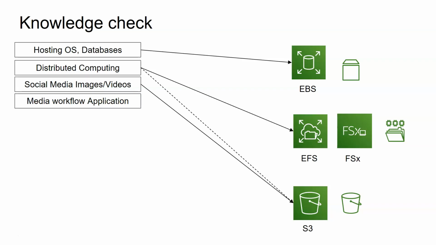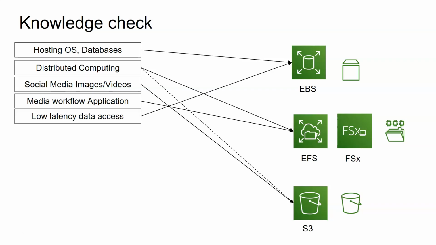Media workflow application is more like, you got an image, now you do processing of that image and you have multiple jobs running. Maybe a first job just changes the size of the image, a second job changes the color of the image, and so on, right? So same file, but multiple operations on that file over time. So rather than exchanging the file, you just have the common and shared storage and you just do that operation on that file. That's EFS, right? Low latency data access, of course, it's EBS.